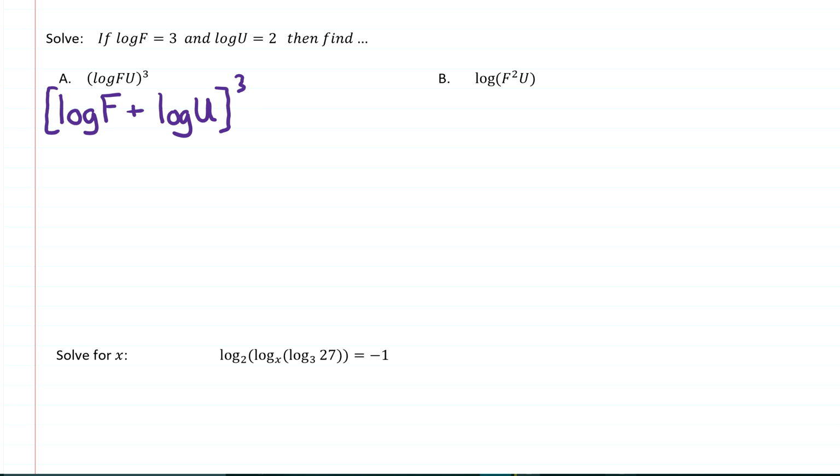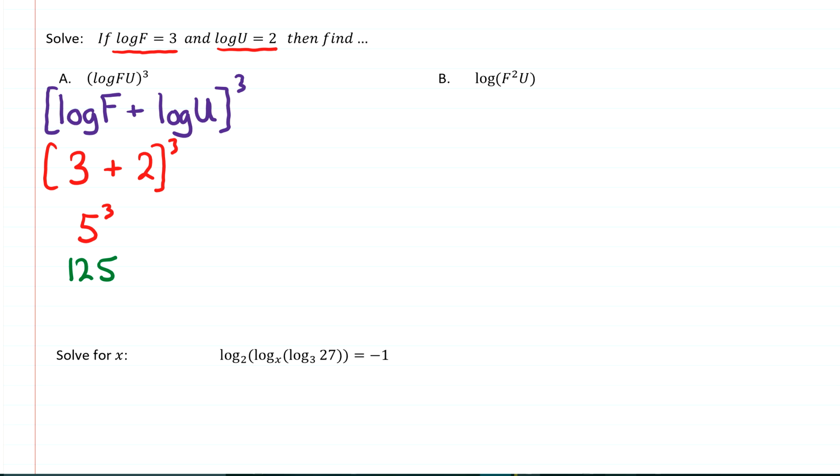Okay, so we now know the log of f apparently from above is 3. So it says right here that the log of f is 3. So that's really going to be 3. And then we're told the log of u is 2. So that's just 2. And now we know 3 plus 2 is 5. So we really have 5 to the power of 3. And 5 to the power of 3 is 5 times 5 times 5, which is 125.